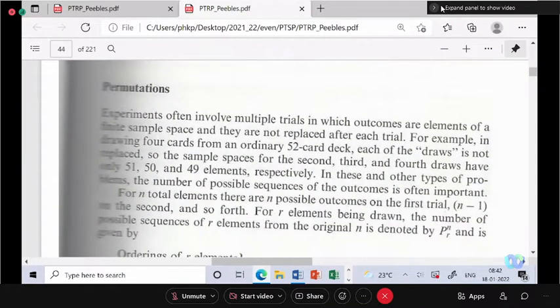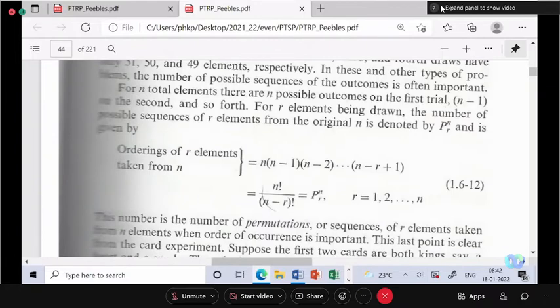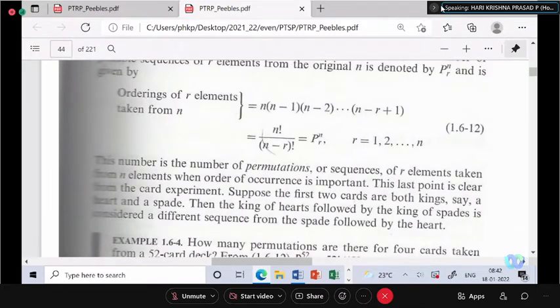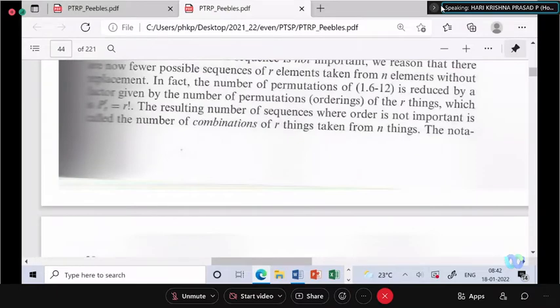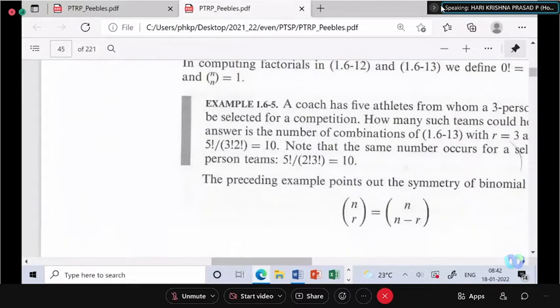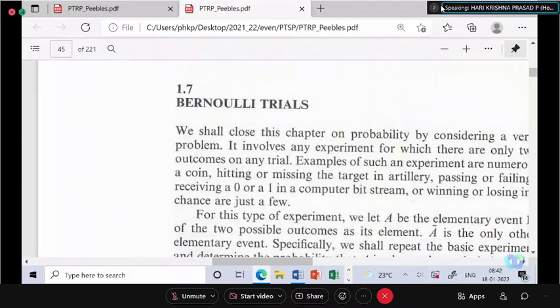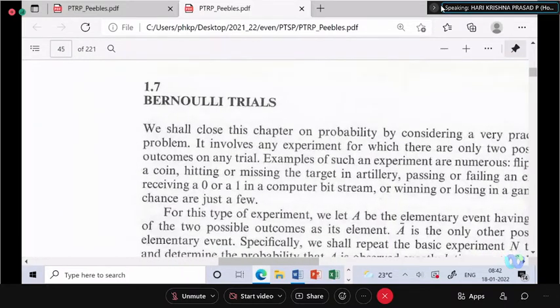So that is what we discussed in the previous class. Now, what is a permutation? What is a combination? Permutation is ordering of r elements taken from n. It is an ordering. Then combination is a specific way of arranging the things. So yes, this is the basis for our present class. And today we see what is a Bernoulli trial.